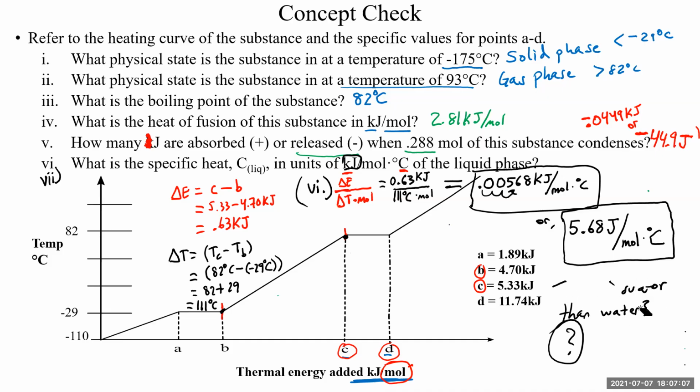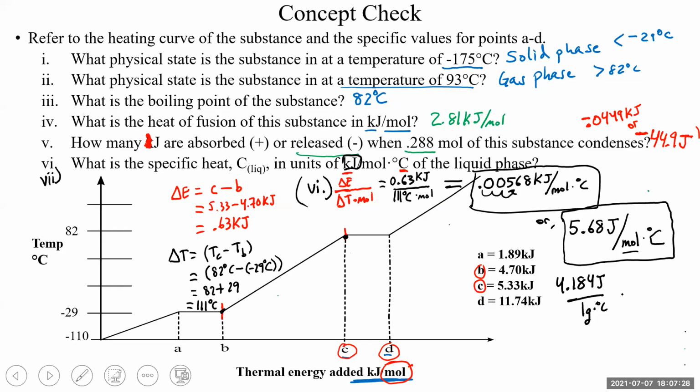How do we compare them? Well, we can't simply straight up compare 4.184 joules per gram because grams are not the same thing as moles. And we can't convert this to grams because we have no idea what the molar mass is. But what we can do is what I just suggested, 4.184 joules for every 1 gram degree Celsius is the specific heat of liquid water.